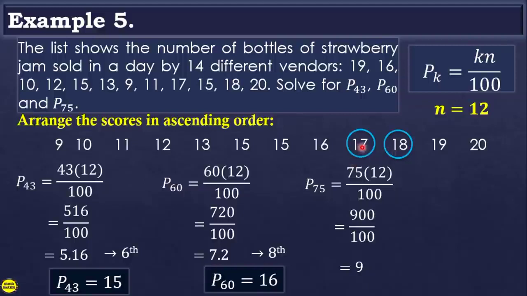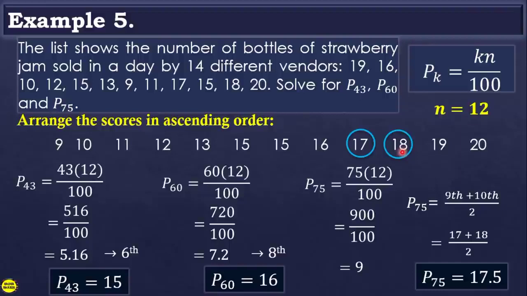So, yung 9th natin is 17 at yung 10th natin is 18. So, pag kinumpute natin yan, 17 plus 18 divided by 2, the answer is 17.5.